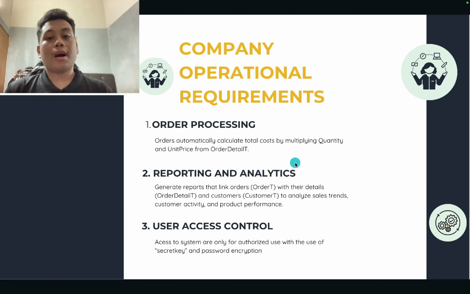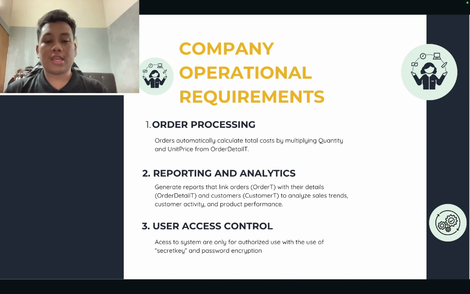Moving on to the company operational requirements. There are 3 things here. The first thing is order processing. For order processing, we use a calculation to multiply the quantity and the unit price to give the estimated or total price for each order.